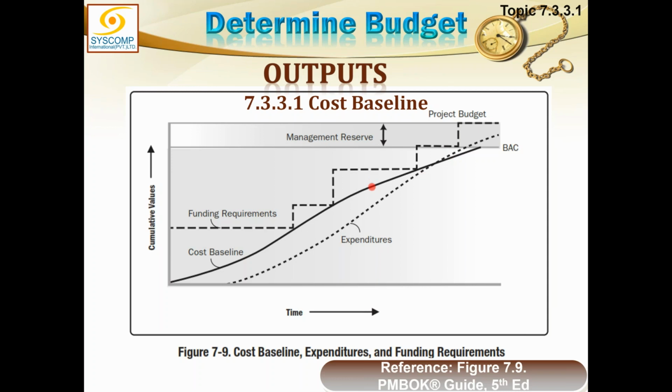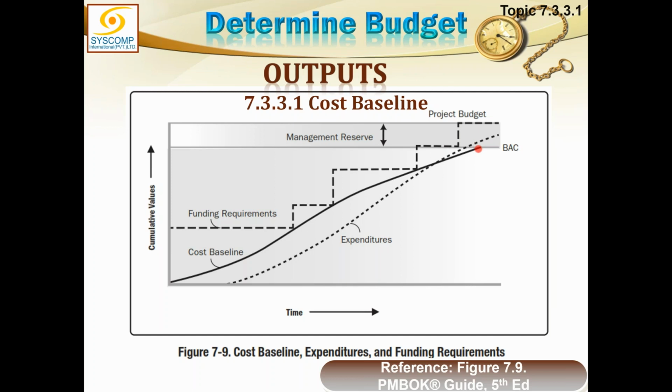Take a point, any point on this S curve, this point. Just look down, by this much time, this much money should have been spent. So these are all the planned values, and the highest planned value is naturally the total budget of the project. This highest point is called budget at completion.